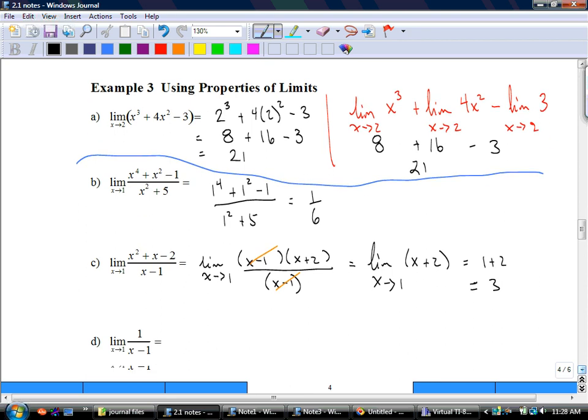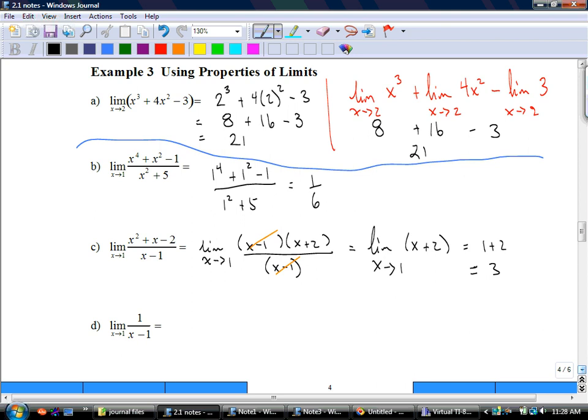Okay, what about the next one? Substitute. Can't factor. So the only way you can do it, if you can't substitute right away, and you can't factor and cancel, the only way to do this is to graph it. So everybody type y equals 1 over x minus 1 in their graphing calculator. Well, that sine x over x, that's the only way you can do that one is to graph it. You can't actually substitute, and you can't factor, so the only way you can do that is to graph.